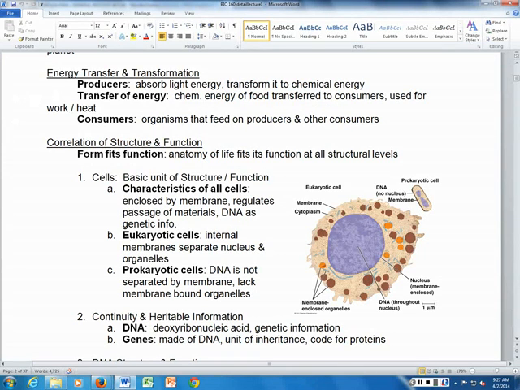So the energy of those chemicals that are made from photosynthesis ends up being transferred to the consumers when they eat them, who use it to do work in there. So consumers feed on the producers and other consumers. We are consumers in there. If you don't do photosynthesis, you're a consumer.